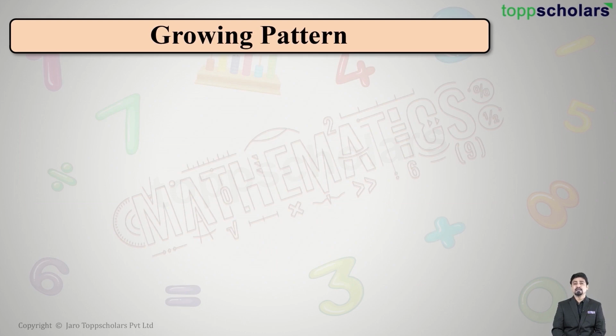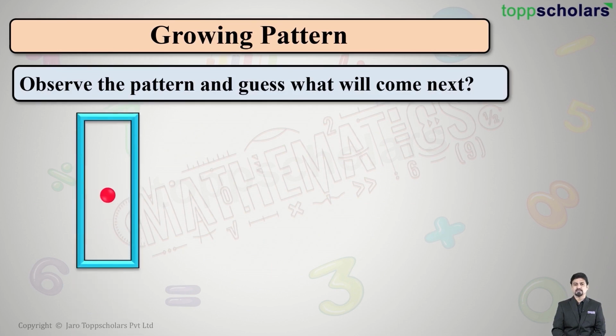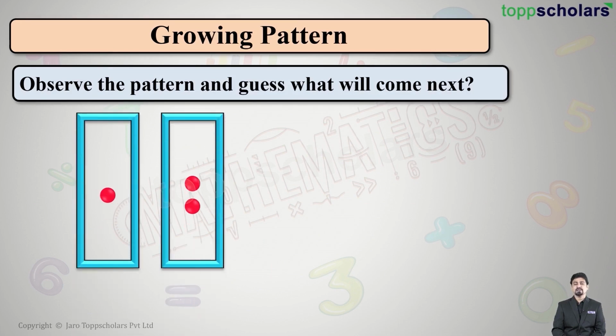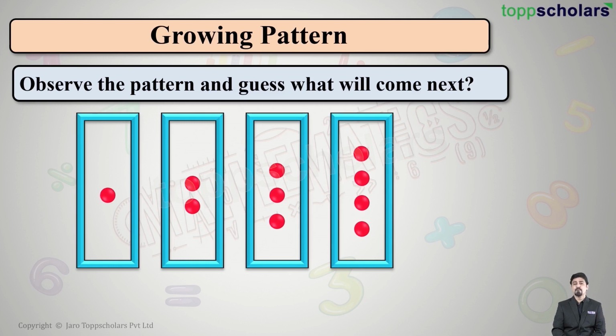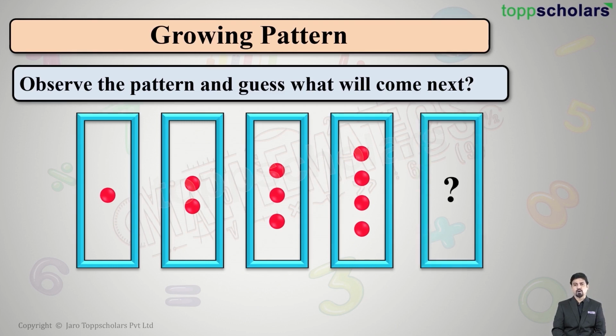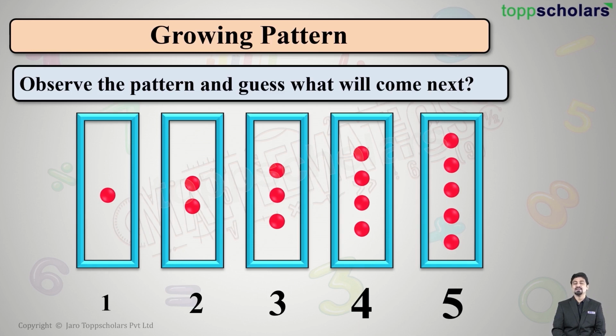Now, let us look at the growing pattern concept. Let's look at this example. Here we have a pattern, a rectangle with a dot, a rectangle with 2 dots, rectangle with some more dots, one more rectangle, some more dots. And in this rectangle, how many dots will be there? Let's start counting the number of dots. First rectangle has 1 dot. Second has 2 dots. Third one has 3. Fourth one, 4. So fifth one will have how many dots? 5 dots. So put 5 dots and here we complete the growing pattern.